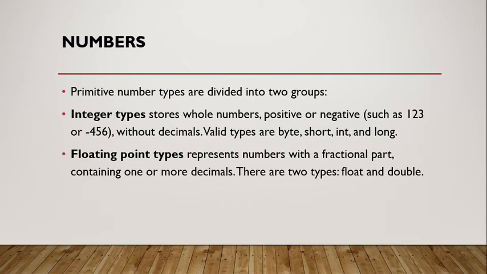Numbers. Primitive number types are divided into two groups. Integer types store whole numbers, positive or negative, such as 123 or -456, without decimals. Valid types are byte, short, int, and long. Floating point types represent numbers with a fractional part, containing one or more decimals. There are two types, float and double.